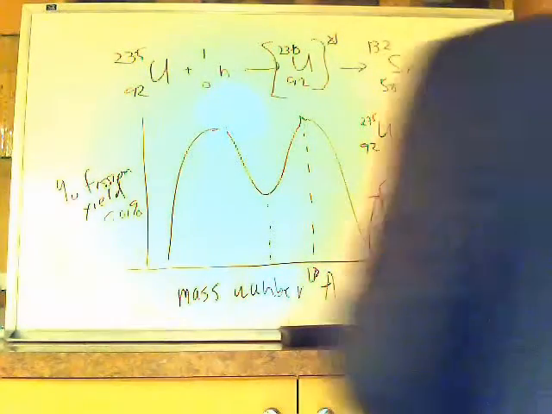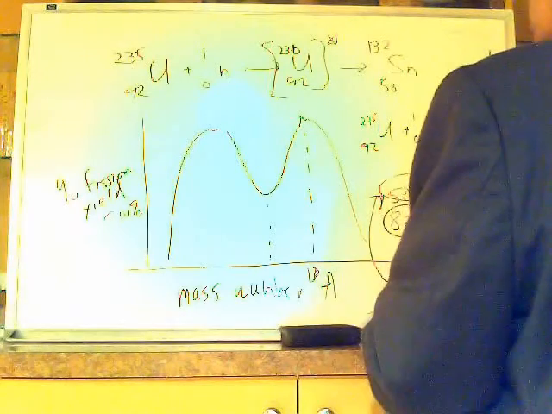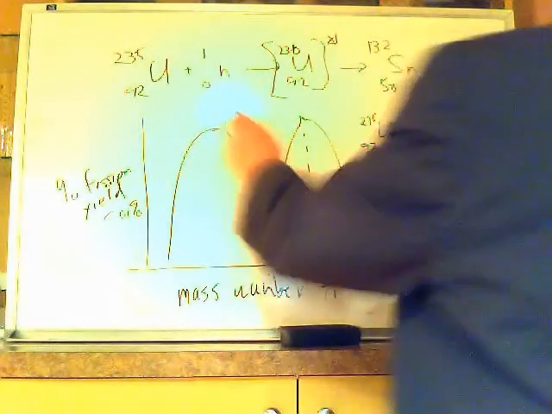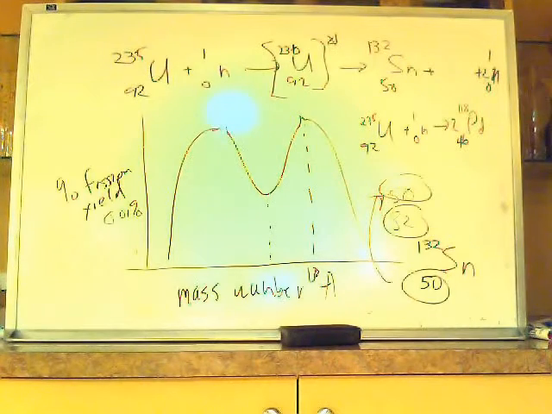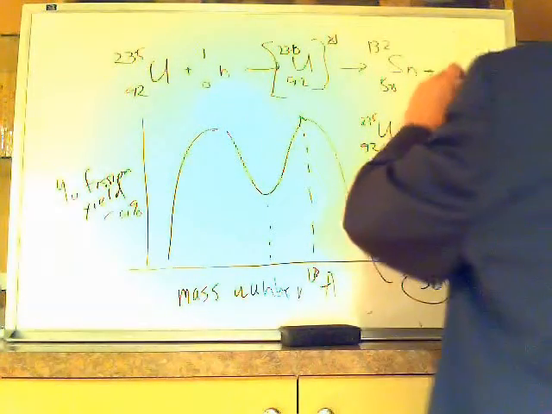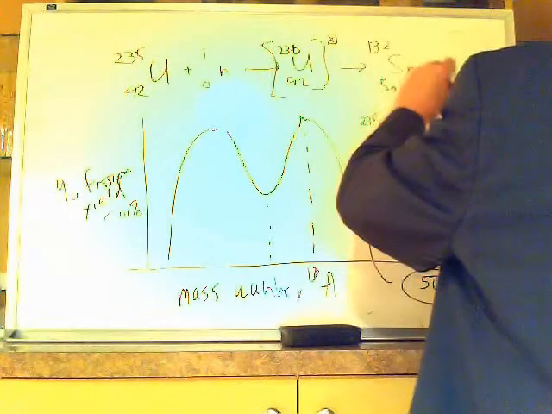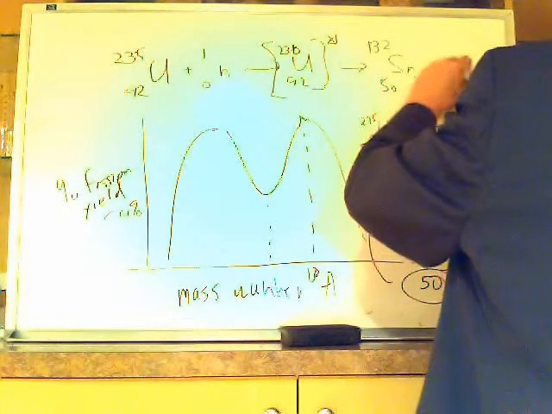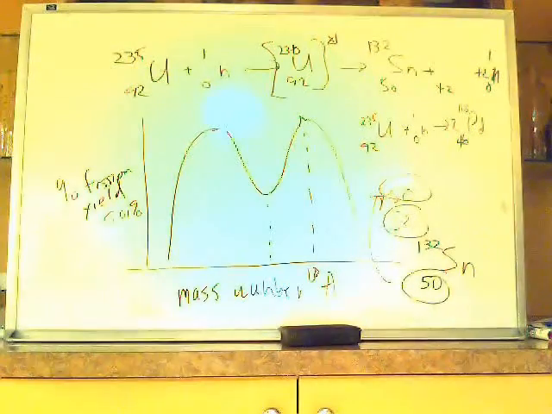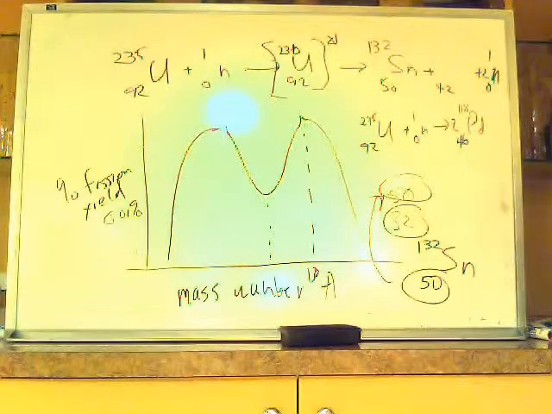That leaves us with 102, which is probably where the other spike is. Yes, I believe so. It looks like it's at 100. Maybe my math is not right here. Let's see. It's certainly going to be 40-something. If this is 50, this is going to have to be 42 here. And let's see, what is element number 42? I believe it's molybdenum.